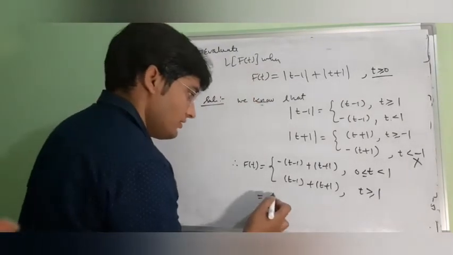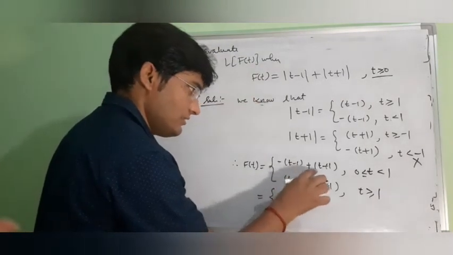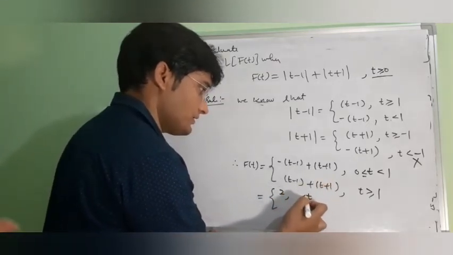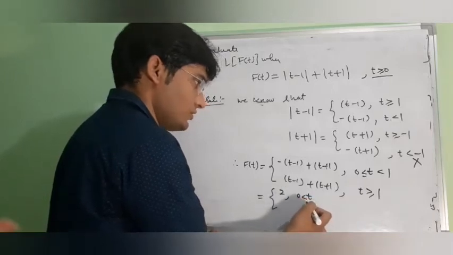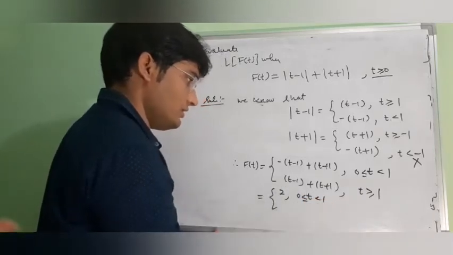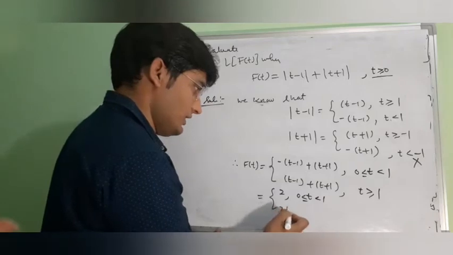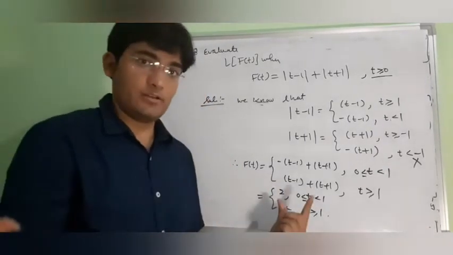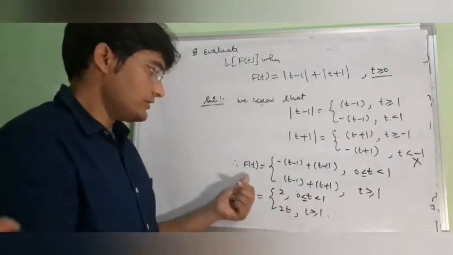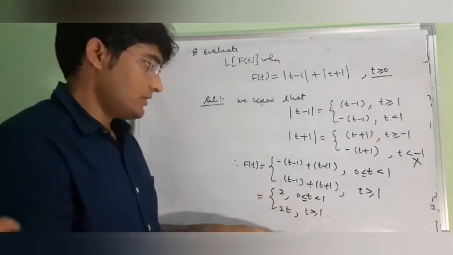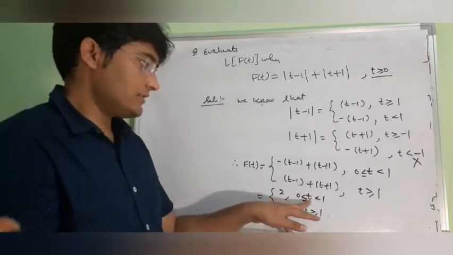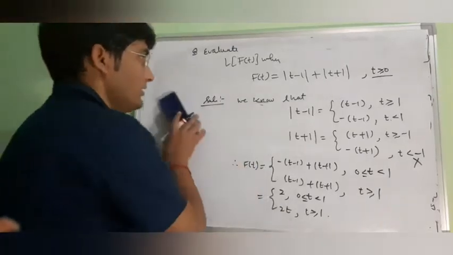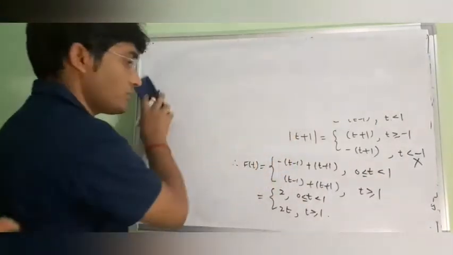That means this is equal to minus t, plus t will be cancelled. So this is your 2, when your t is greater than 0 or maybe equal to 0, and it is less than 1, and it is 2t when your t is greater than equal to 1. So this is our f(t). Now we will try to find out its Laplace transformation. Let us compute it.